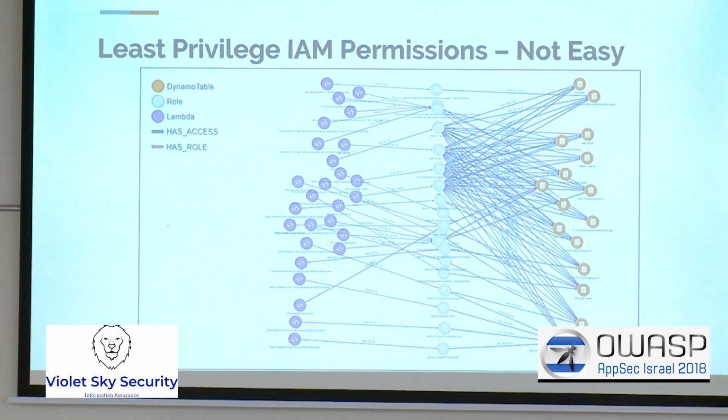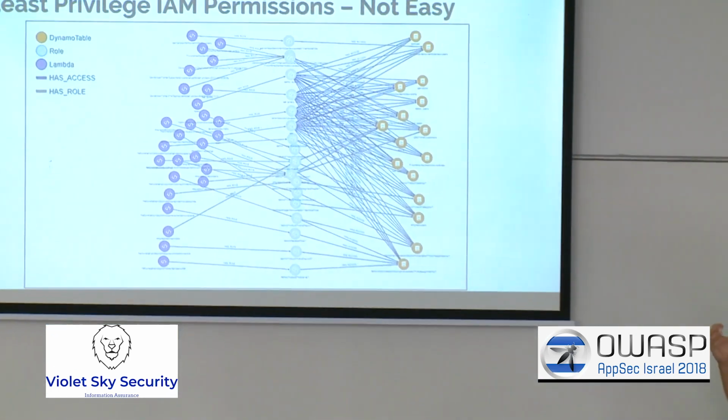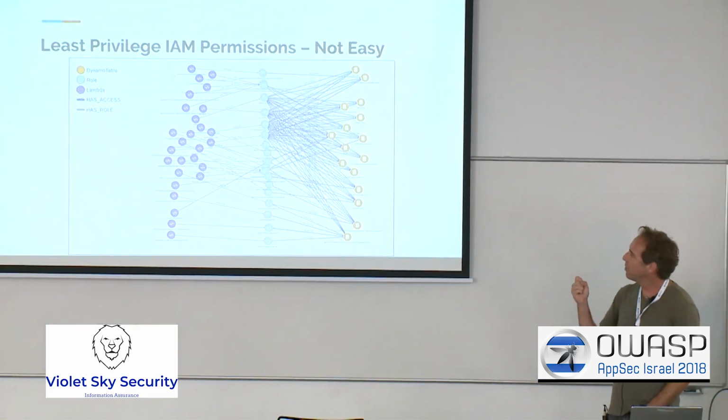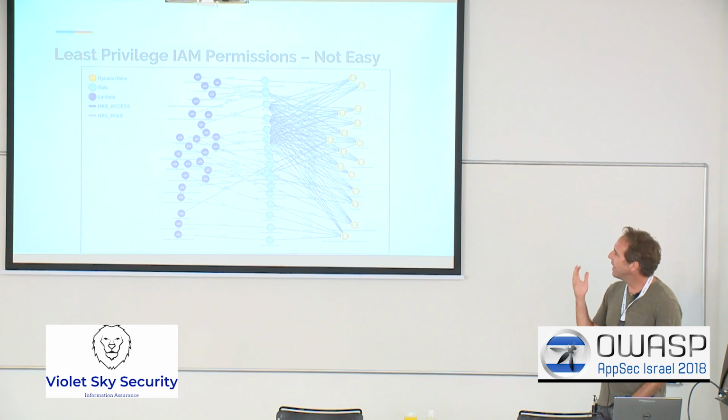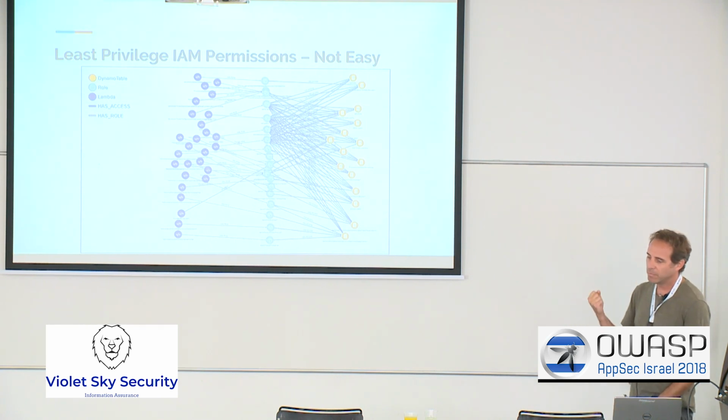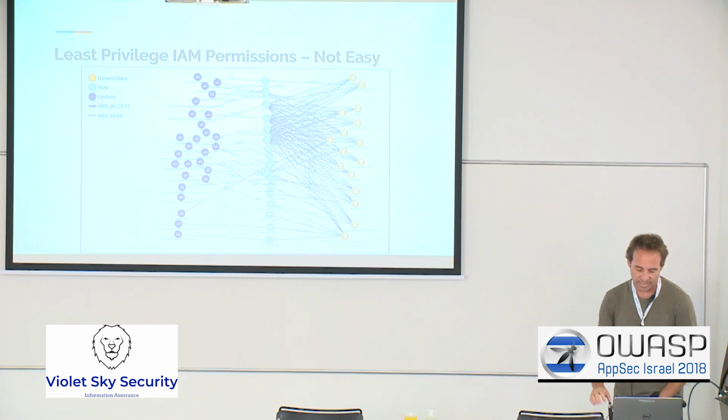And this is a real-world environment, not very large, but as it grows, you have roles which are being used by multiple functions. You have roles which are giving very wide access to a lot of tables. And just analyzing this, looking at it and understanding what's really needed and what's not when you want to minimize your permissions, is a very hard task.